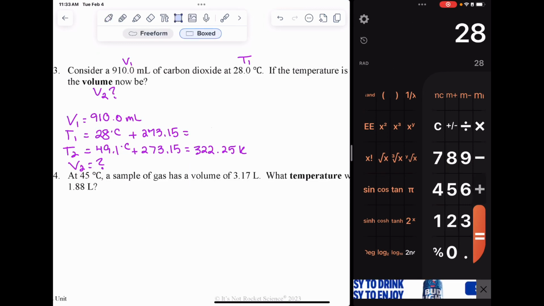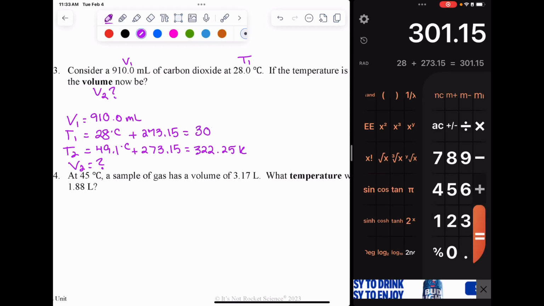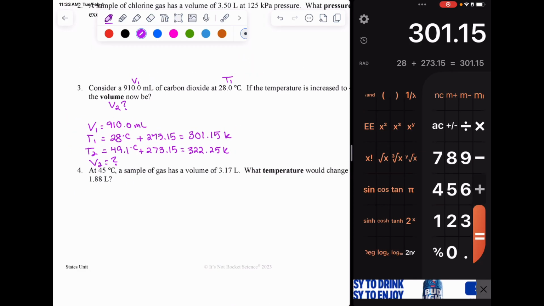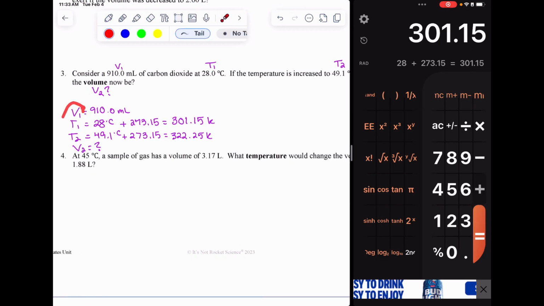So 28 plus 273.15 is 301.15 degrees Kelvin. All right, so now that we know we're only dealing with volume and temperature, volume and temperature is going to be Charles's law. And Charles's law is V1 over T1 is equal to V2 over T2.